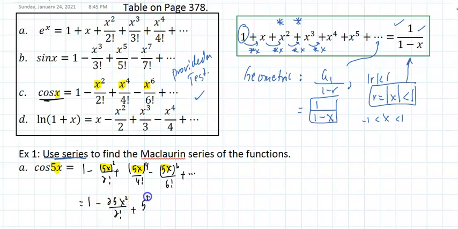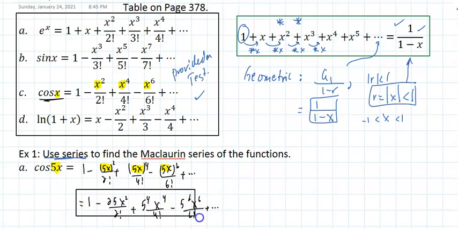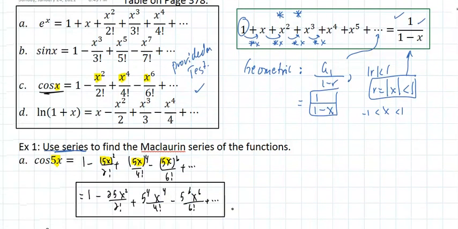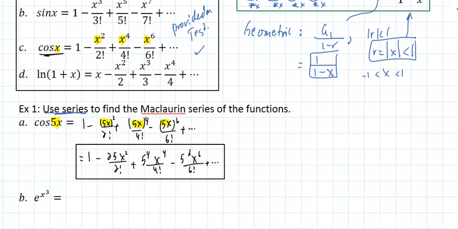I don't mind you writing 5 to the 4th. You have a calculator, you could plug that in. And there it is. Done deal. That's all there is to it. Really simple.